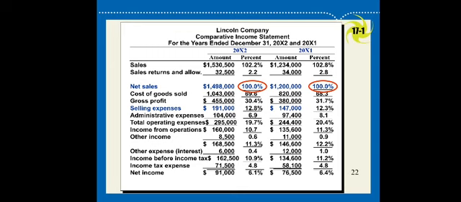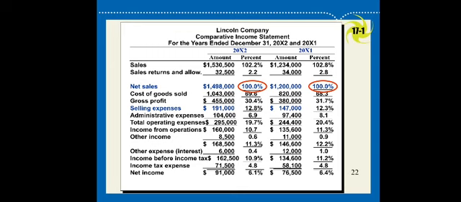you can see that if you do not do analysis, you will say that the company is getting better, because in year 2000 X2, the profit is 91,000. In year 2000 X1, the profit is only 76,500. So if you do not do the analysis, you say, oh, this business is getting better because the profit is getting higher.